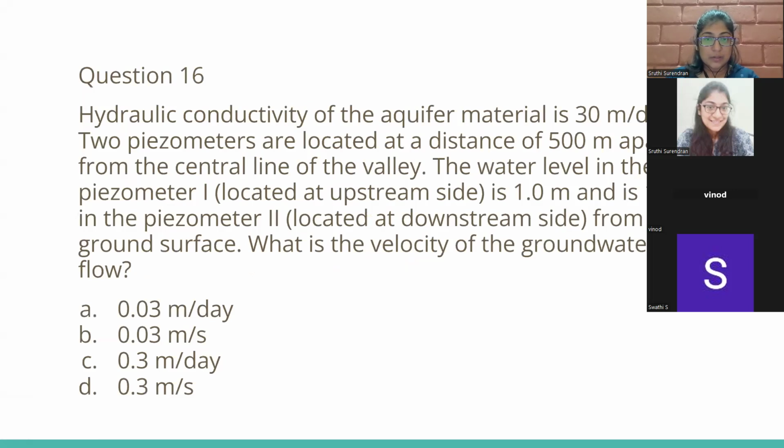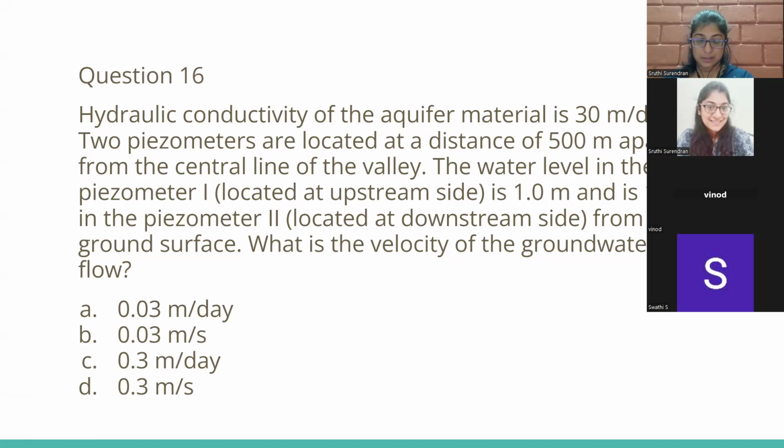So here you need to calculate the velocity of groundwater flow. The hydraulic conductivity is given, and the question says that two piezometers are located at distances 500 meters apart. At the first point, the water level is 1 meter. At the second point, the water level is 1.5 meters. What will be the velocity of groundwater flow?